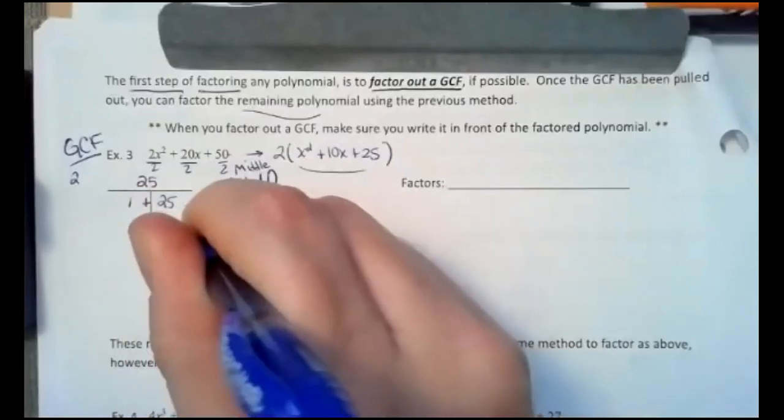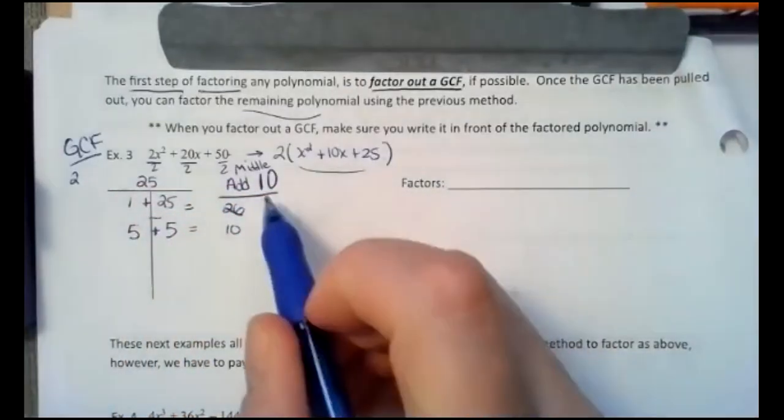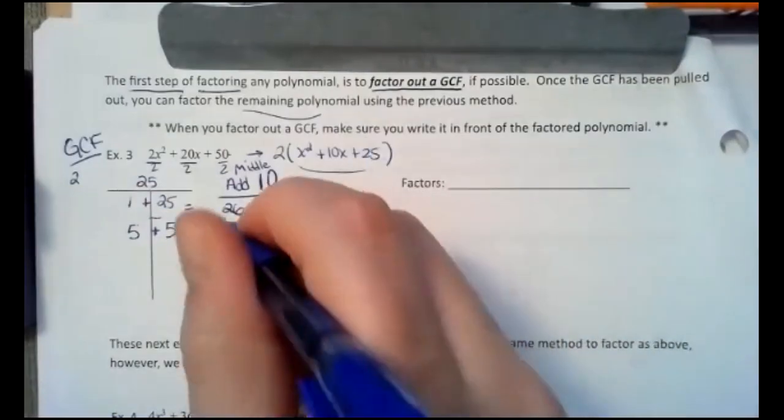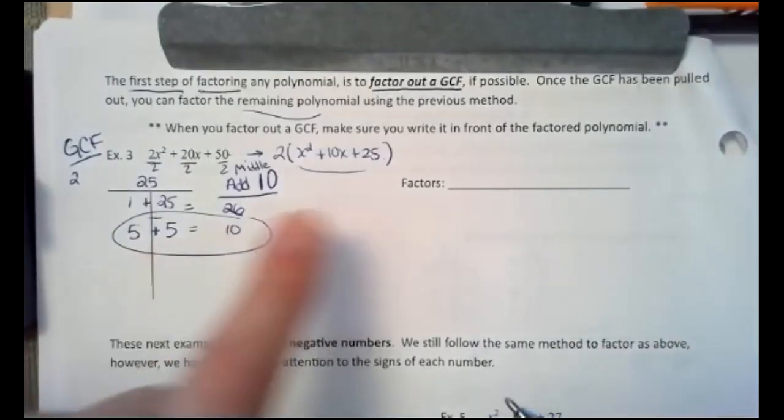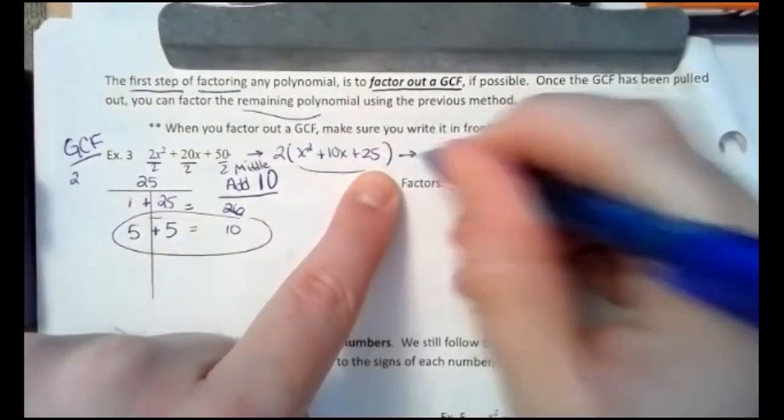Let's add these together. They make 10. Stop. We have what we needed. We have 2 terms, 2 numbers that add up to make 10. So here's what we're going to do. We're going to factor this.